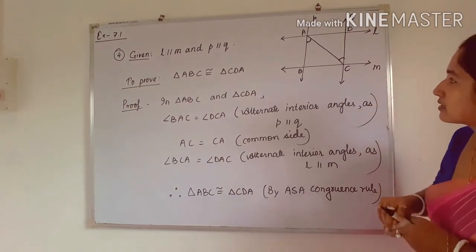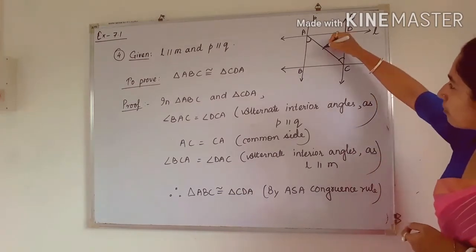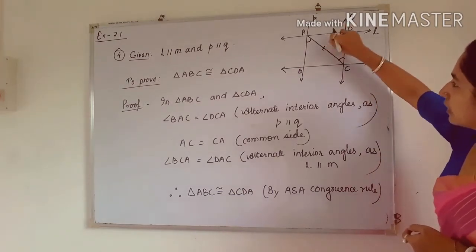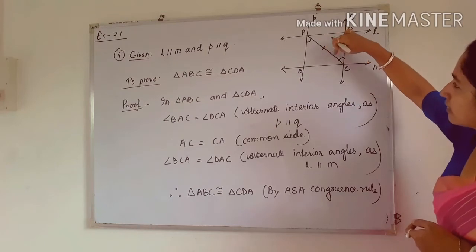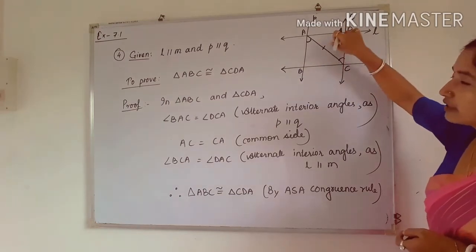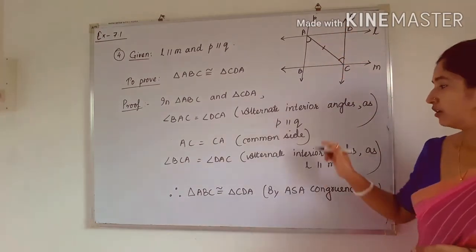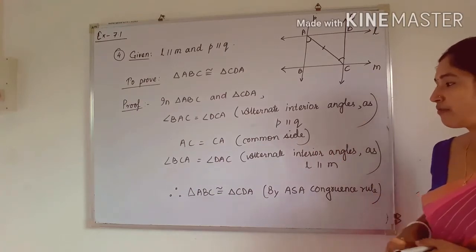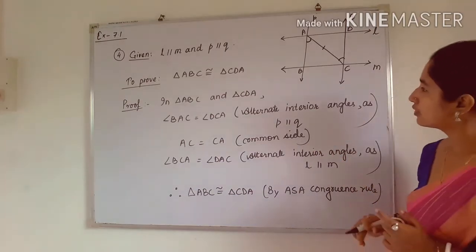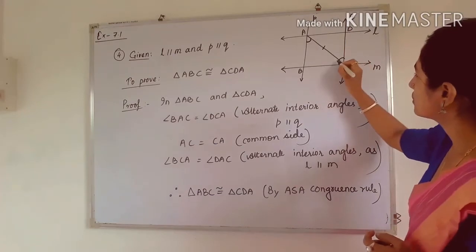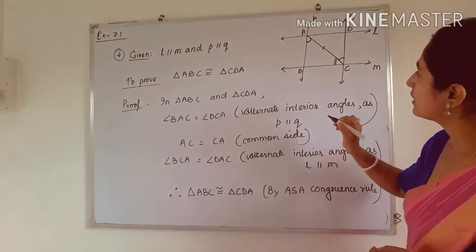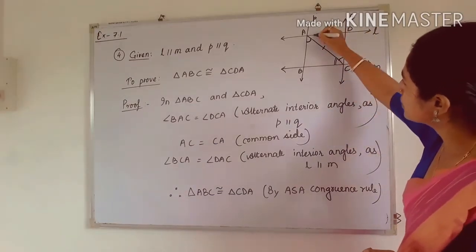Next is AC is equal to CA. That means the common side present in both the triangles. Okay, this is AC which lies in both the triangles. So it is a common side, so they are equal in length. Next is angle BCA. So this angle is equal to angle DAC. Angle DAC, that means this angle.